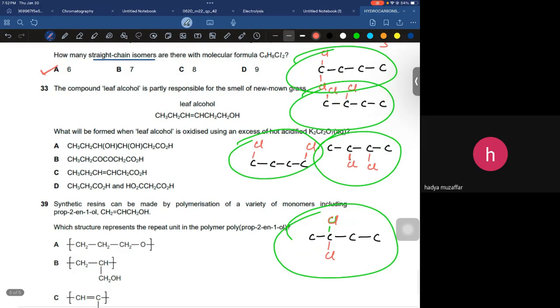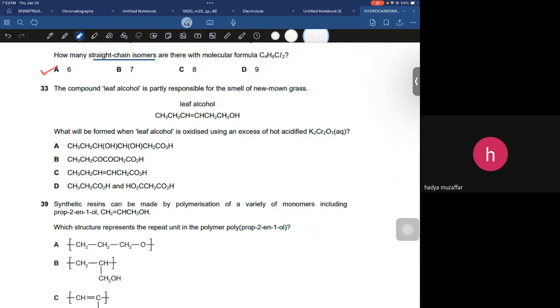And question number 33. This is the last one. Question number 33. Can you do this? 33. Quickly, quickly, quickly. Question number 33.